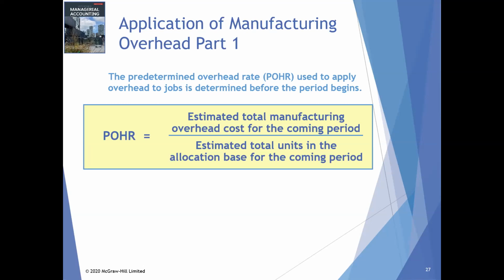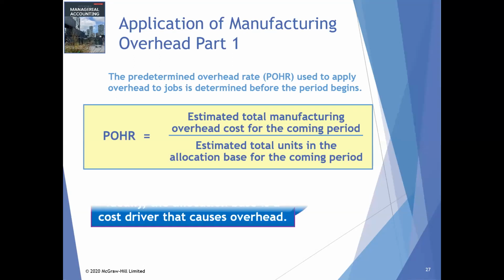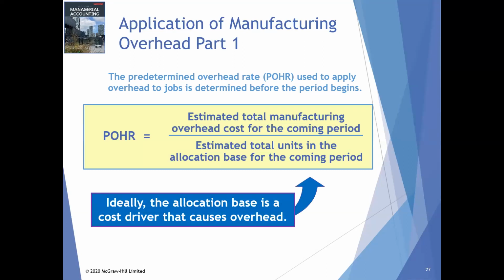Here you can see one formula in front of you. The formula says estimated total manufacturing overhead cost for the coming period divided by estimated total units in the allocation base for the coming period, right? Now, we are going to estimate this, so this is estimated, budgeted. Ideally, the allocation base is the cost driver that causes the overhead. So, cost driver.